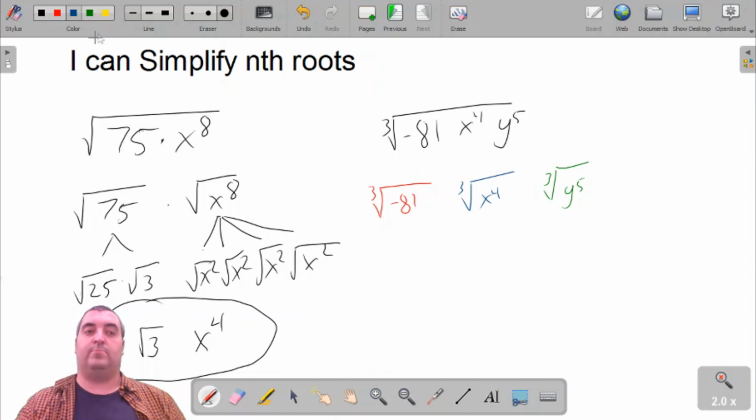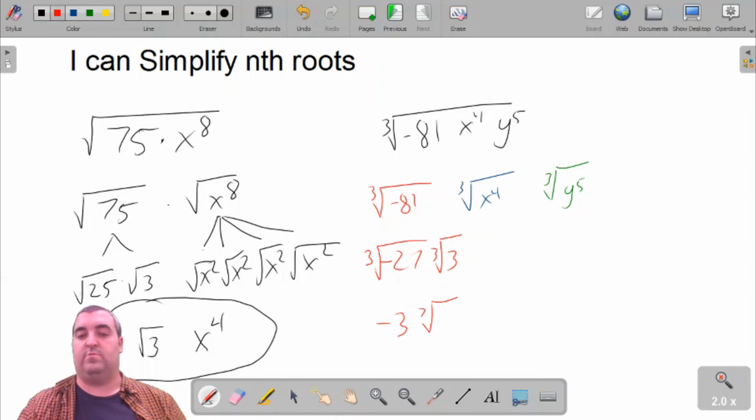Now we want to break it up into perfect cubes. With this one, to make negative 81, you can do negative 27, because that's a perfect cube, and 3. The cube root of negative 27 is negative 3. The cube root of 3 stays the same.